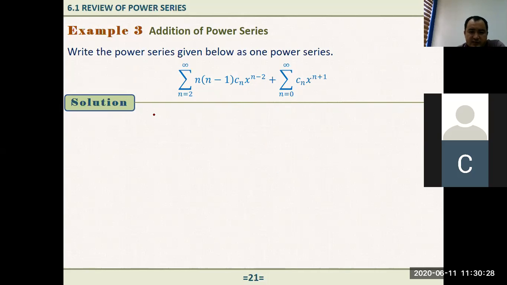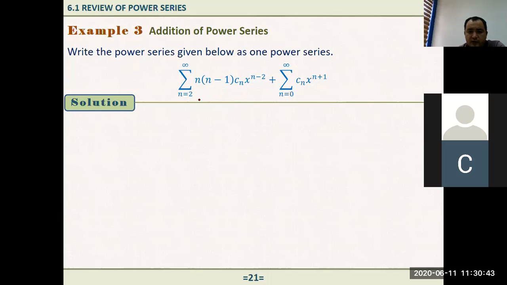Okay, here first let's just focus on this example. We are given two power series right here. How can I combine them? How can we add them together? Or how can I express this using a single sigma notation?